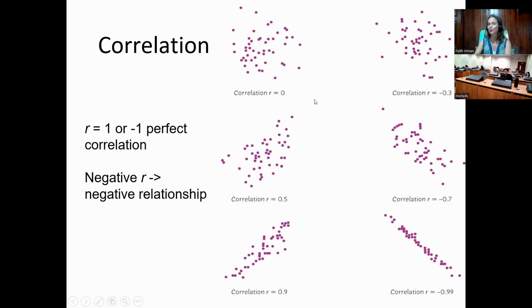This is how you would interpret these graphs. This is what your correlation coefficient gives us. Again, R ranges from 1 to -1 for perfect correlations. And a negative R means a negative relationship, right? These are all negative R's, negative relationships. Positive R's, positive relationships.